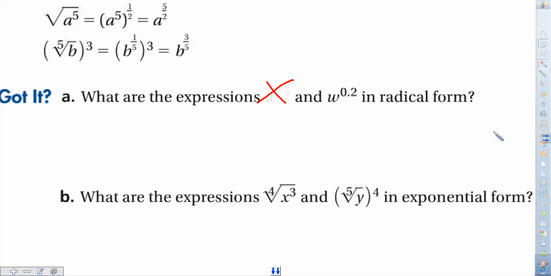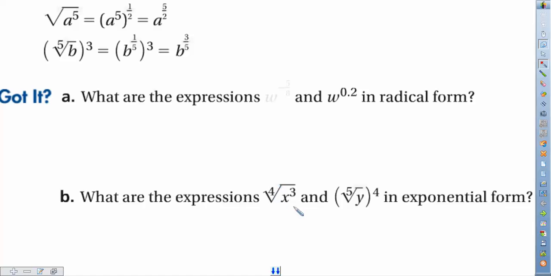What they want you to do is take that w raised to the 0.2 power, and let's rewrite that in radical form. In other words, what they're asking you to do is to take this and rewrite it as a blank root of w to a certain power. It's your job to figure out what goes in those 2 boxes. Make sense? Great. So that's your first job.